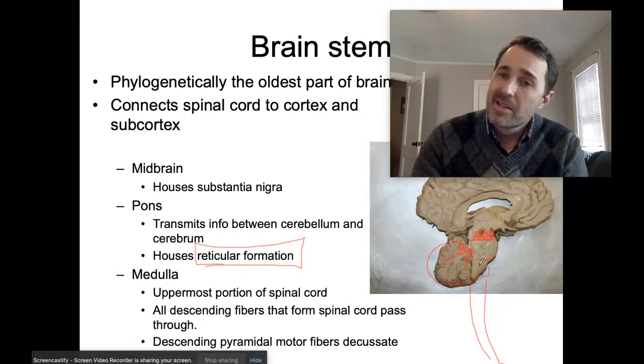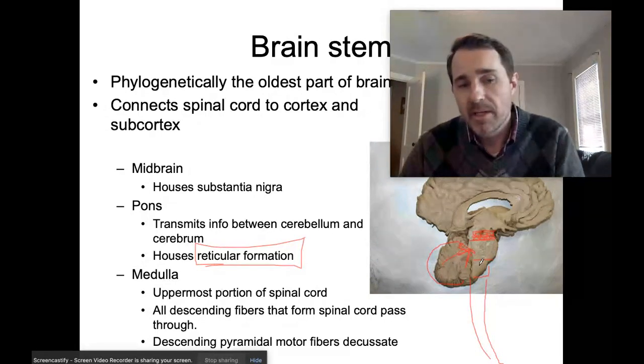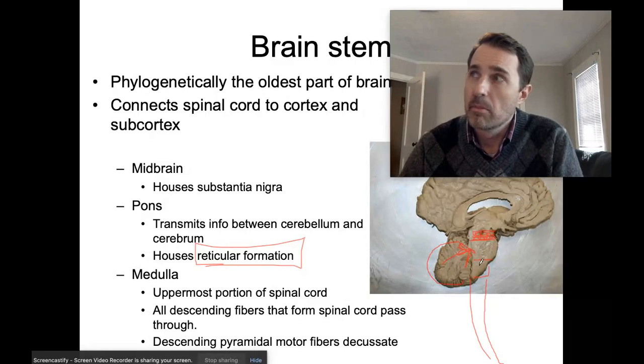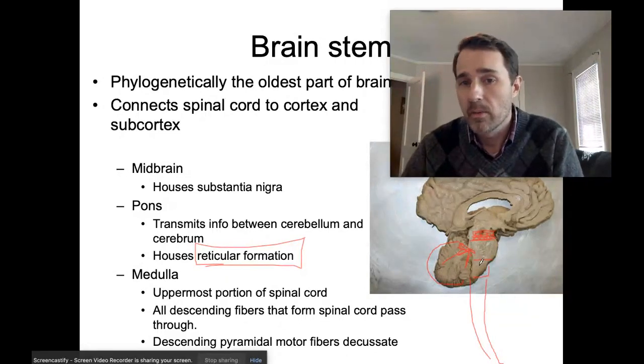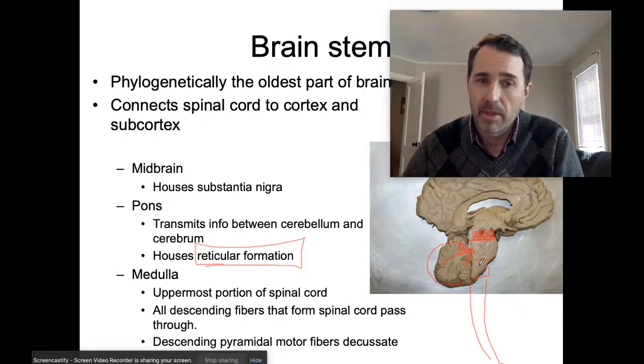So the medulla is the most inferior portion of the brainstem. Some people even think of the medulla more as the top part of the spinal cord rather than the bottom part of the brainstem.